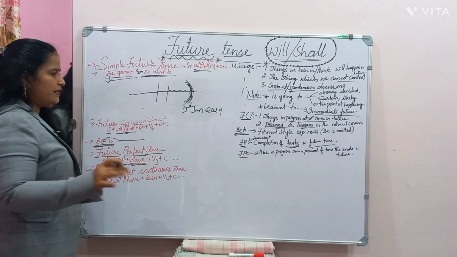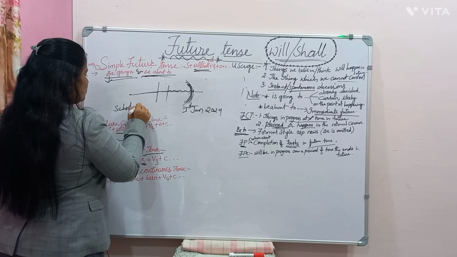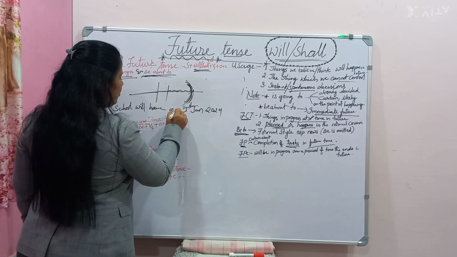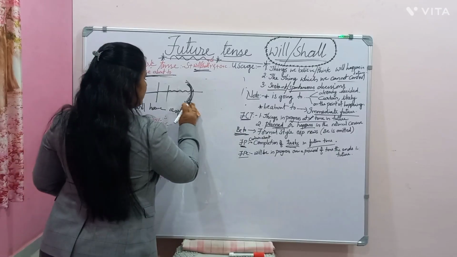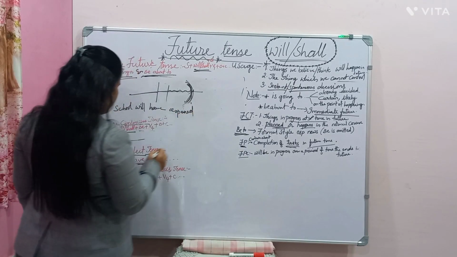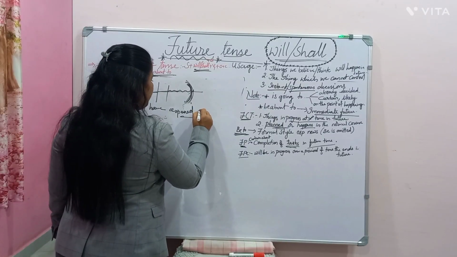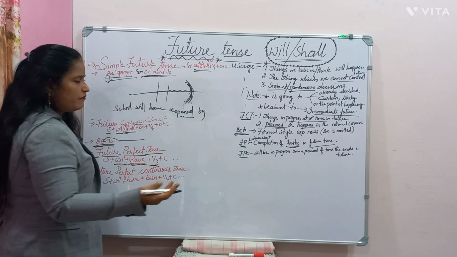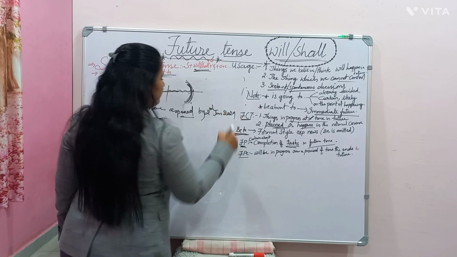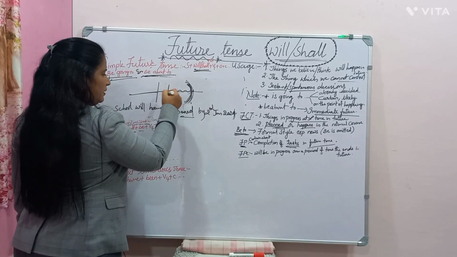So what is it that, schools will have reopened. So 1st Jan is the holiday, and then reopened. So it is verb 3, reopened. Schools will have reopened by, there should be a time phrase, by 2nd Jan 2024, right? So something is going to start in the future and it has some end point in the future.